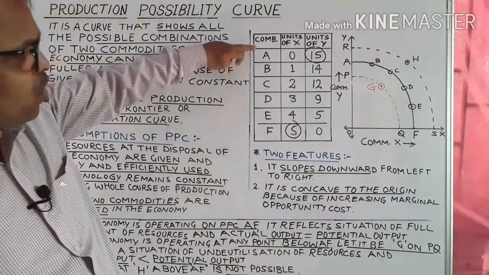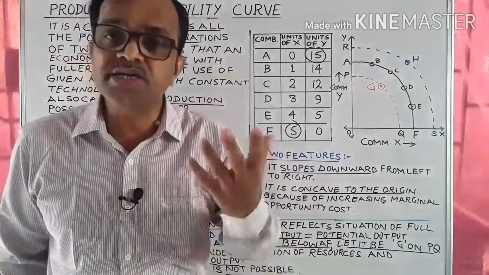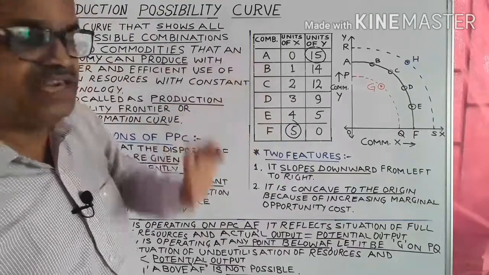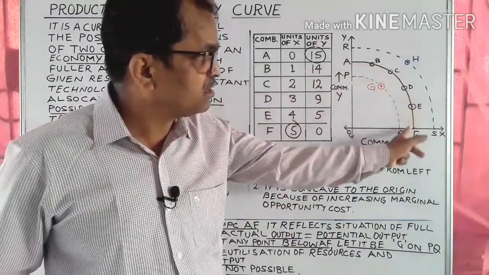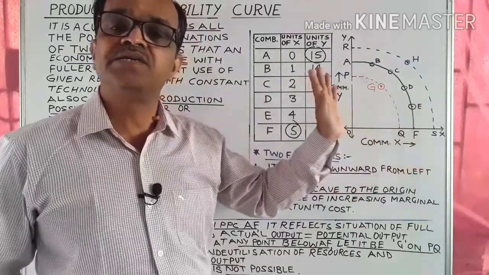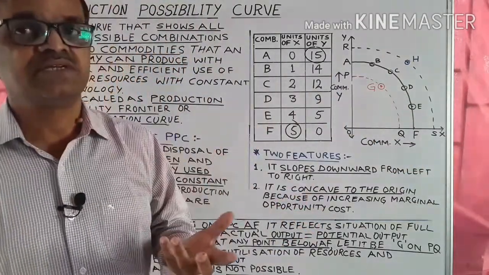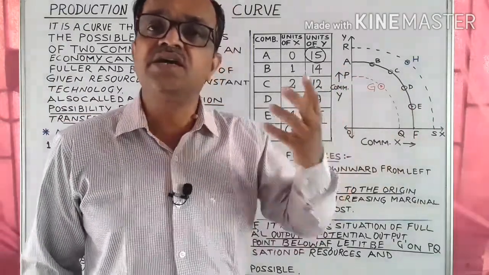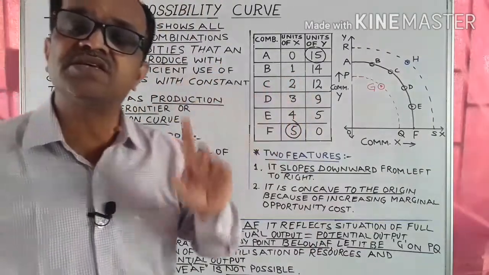Now when all these 6 combinations are plotted on a graph paper and these 6 points are joined together, then we get a curved line AF, that is known as the production possibility curve. This production possibility curve is the graphical presentation of the production possibility schedule.